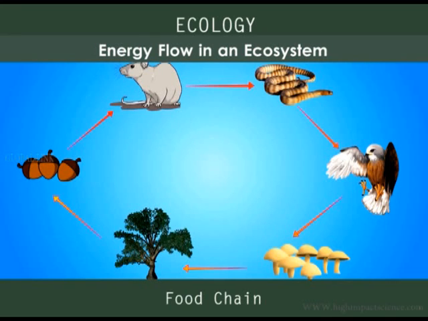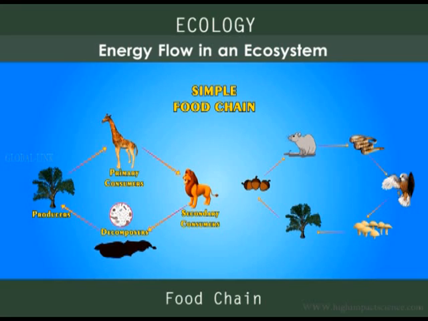This is another example of a food chain. The rat eats fruits which come from plants. Snake eats rat, and eagle eats snake. Eagle dies and is decomposed by fungi to release nutrients for the plant. These kinds of food chains, which have one producer, one primary consumer, and one decomposer, are called simple food chains.